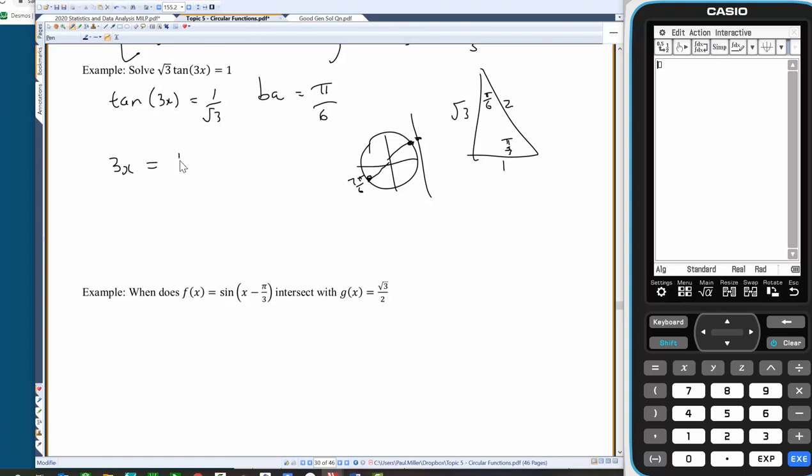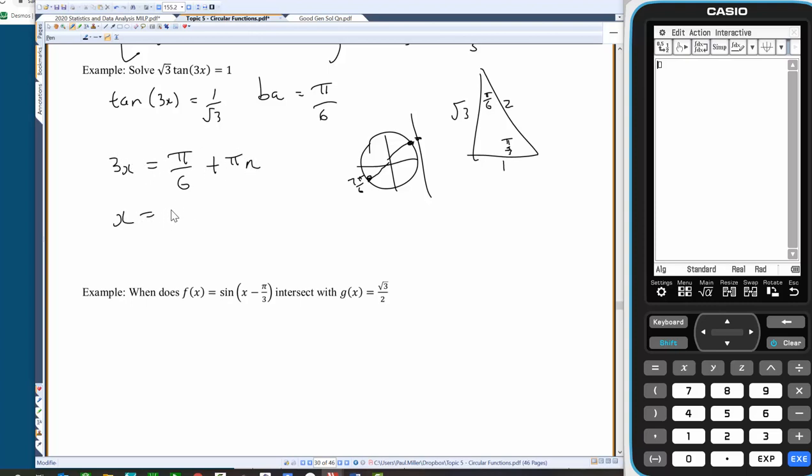So here's my solution here. 3x equals pi on 6 plus pi. I don't need to include a separate one for 7 pi on 6 because if I'm adding pi, I'm going to get to the second solution, and then the next solution and the next solution and the next solution. So I can summarize the general solutions for tan with one particular equation. Now I'm going to put n because n allows me to specify the value. So I've solved for 3x there. I need to solve for x. So what I'm going to do is divide by 3.